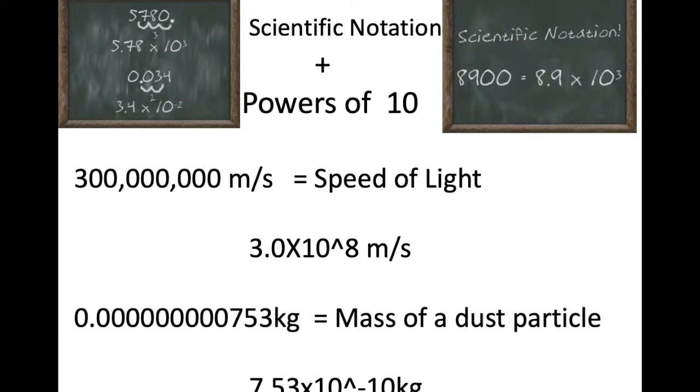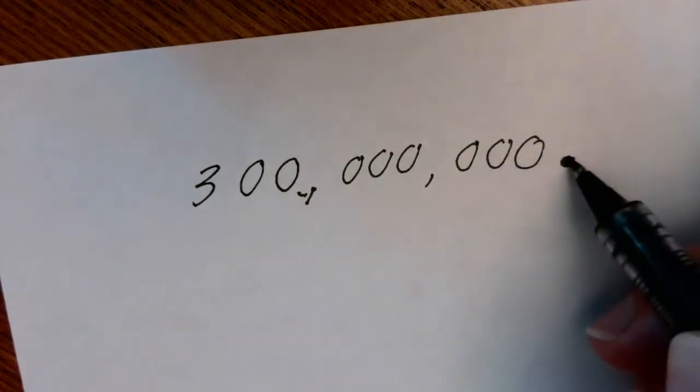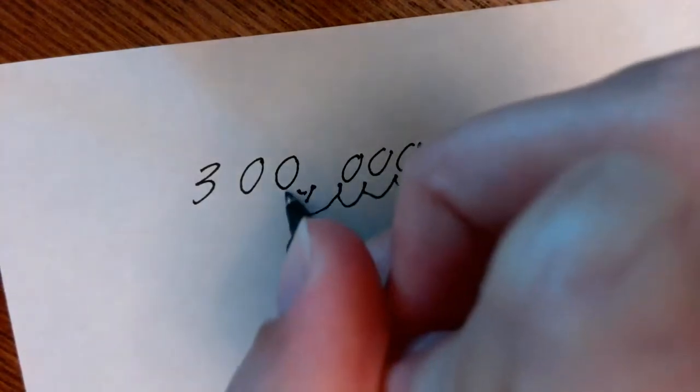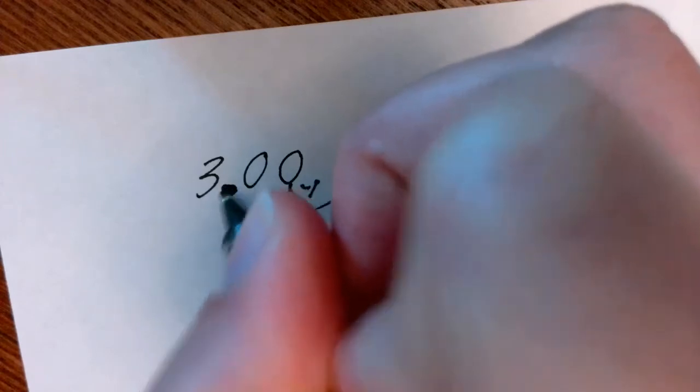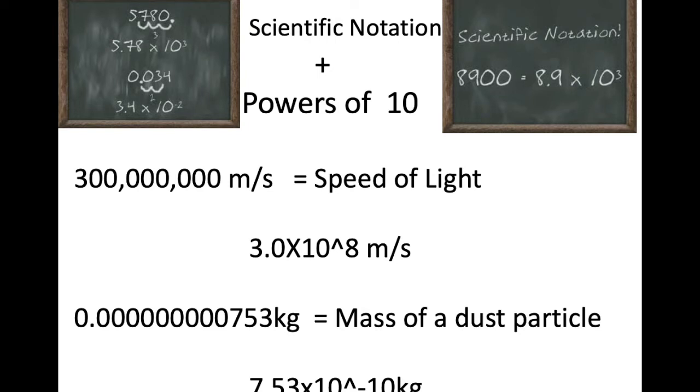300 million meters per second. But that's a lot of zeros to write all the time. So we can write this as, if we move the decimal place over from where it is after the last zero, how many times over do we have to move it to the left? 1, 2, 3, 4, 5, 6, 7, 8, until the decimal point is right behind the 3. Which gives us a scientific notation of 3.0 times 10 to the 8 meters per second. We're able to describe that number in scientific notation so we don't have to write as many zeros.